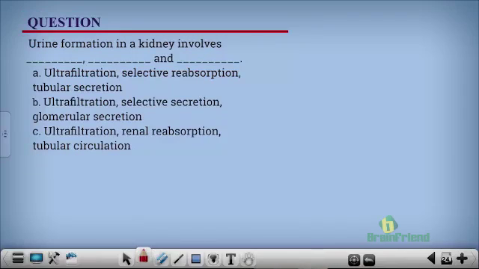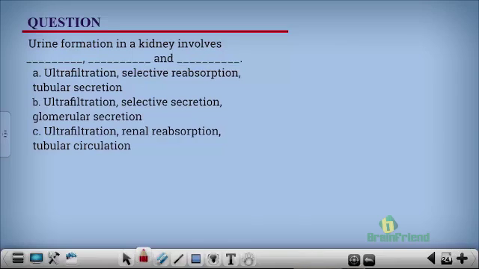To help us check how much we have learned and understood, I would like to ask a question. Urine formation in a kidney involves dash, dash, and dash. A. Ultrafiltration, selective reabsorption, tubular secretion. B. Ultrafiltration, selective secretion, glomerular secretion. C. Ultrafiltration, renal reabsorption, and tubular circulation. What will your answer be? Will the answer be A, B, or C?